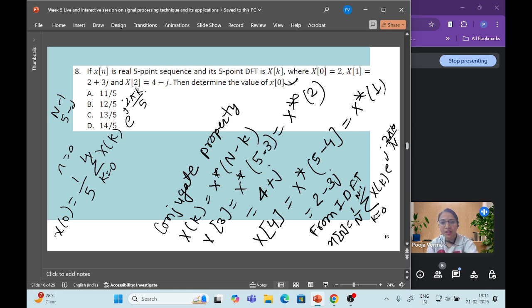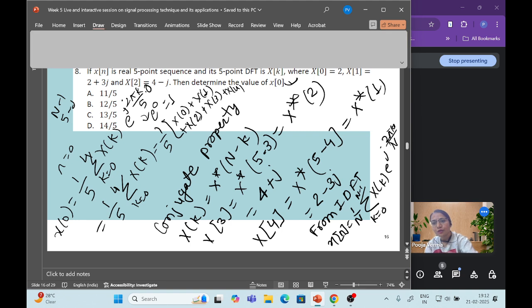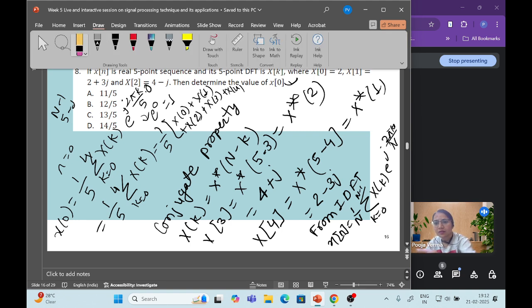Here n is 0, so this exponent will be 0. So e to the power 0 will be 1. Okay, so we will get 1 by 5, summation k equal to 0 to 4 of x of k. That means simply it is 1 by 5 times x of 0 plus x of 1 plus x of 2 plus x of 3 plus x of 4.